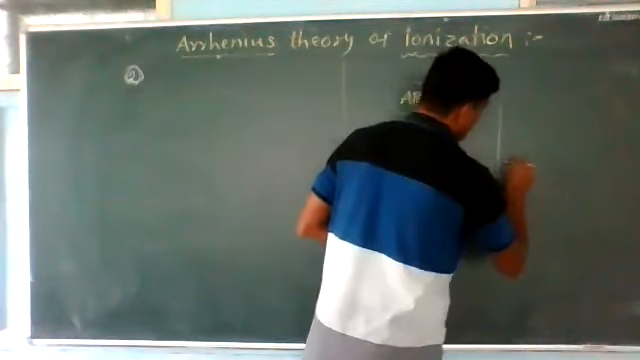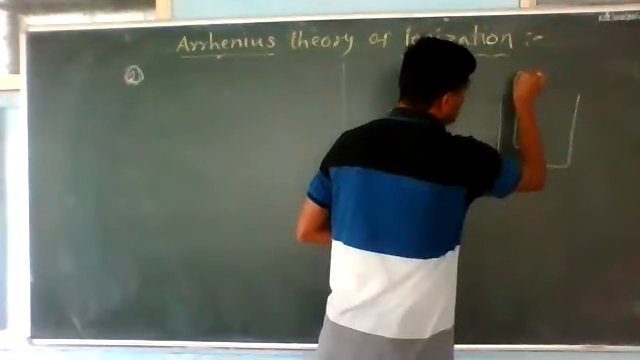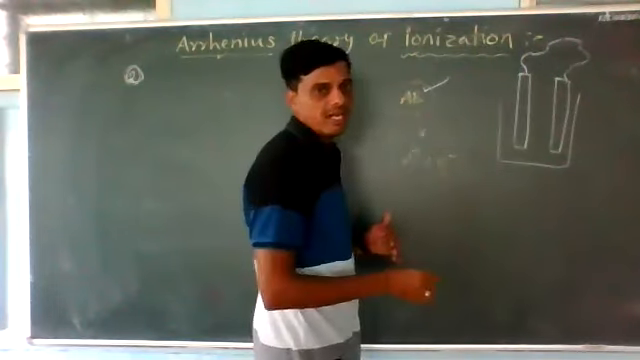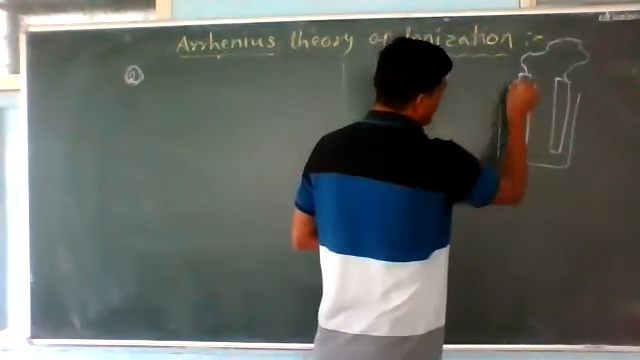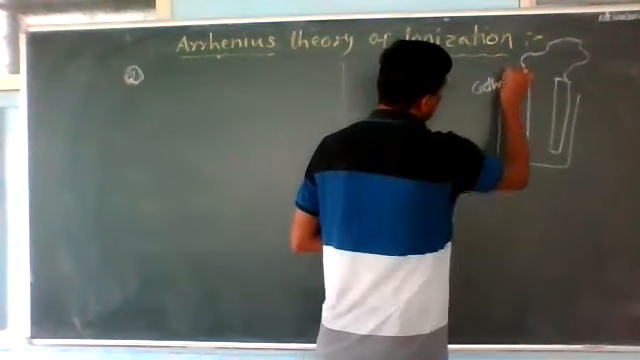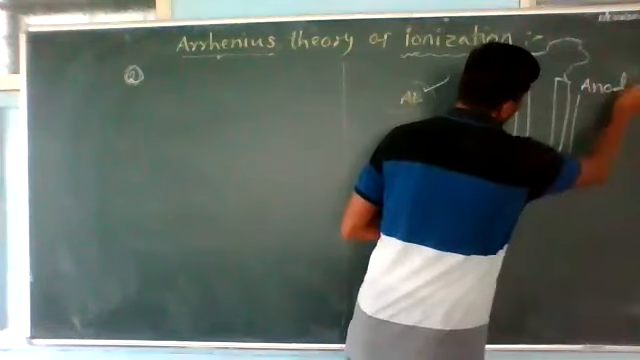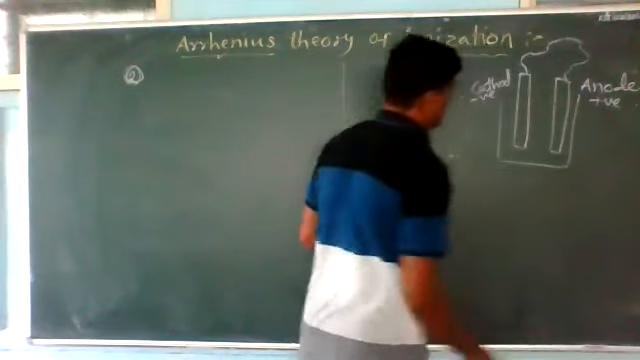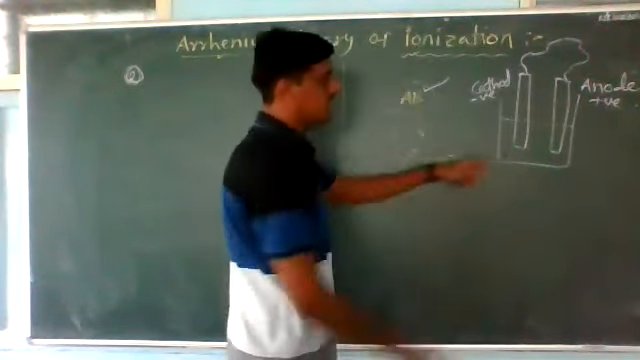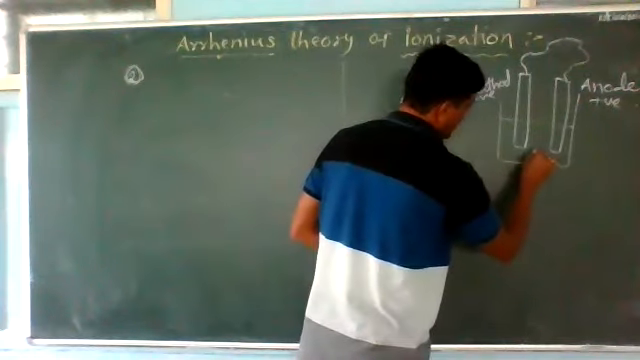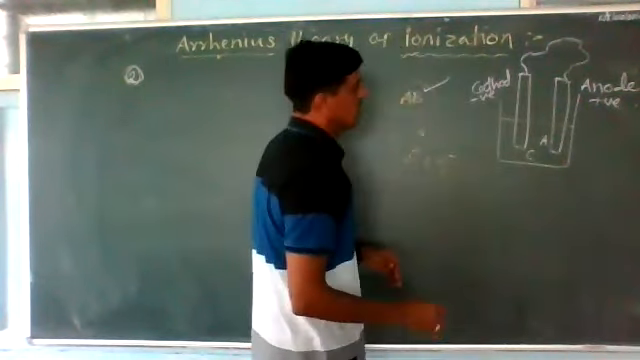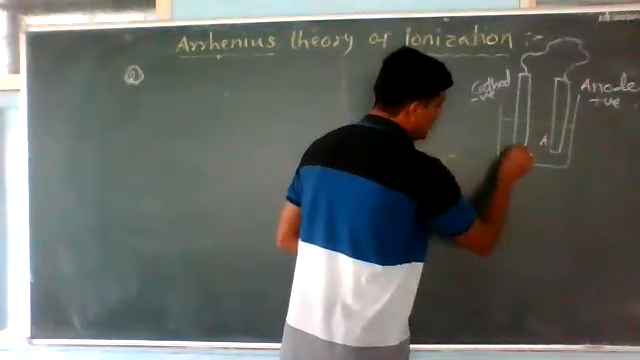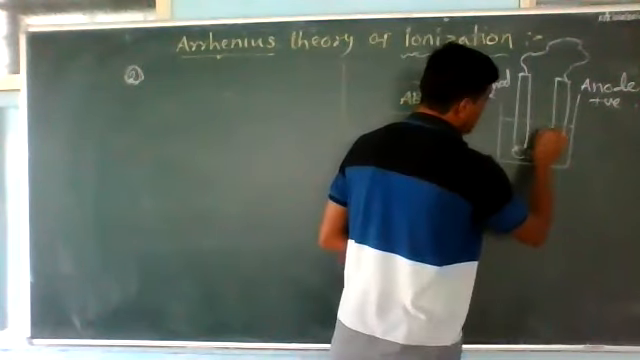We know that in the electrolytic cell there are two electrodes which are connected externally through a wire. One electrode is the cathode and the other electrode is the anode. Cathode is negatively charged and anode is positively charged. Into such an electrolytic cell, suppose there are cations and anions. Now these cations, meaning positively charged ions, move towards the cathode and anions move towards the anode.